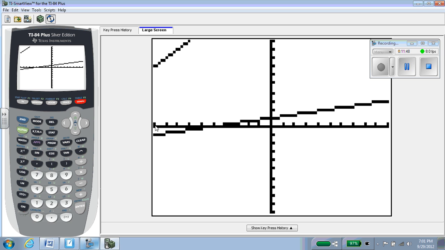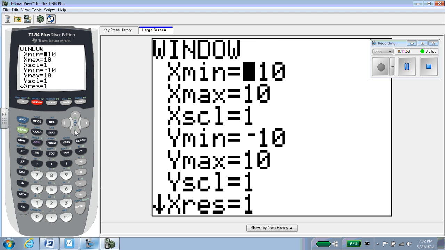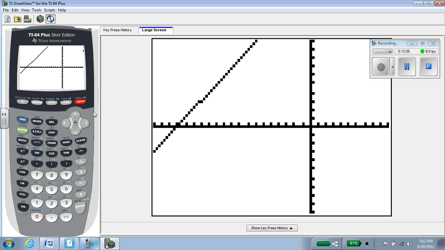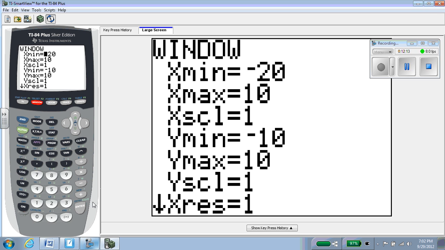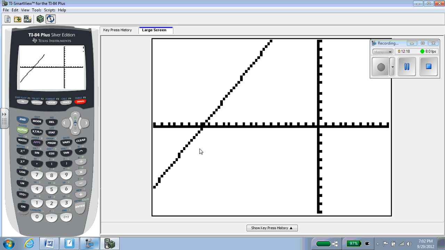So what I'm going to do is I'm going to go into my window, and I'm going to make my low x value, my x minimum, something over here. So little bits of strategy. My x minimum, I'm going to try negative 20. Let's see if that works. Oh, almost. I almost have it. So maybe I'm going to go back and change it to negative 24. I'm just playing around. Feel free to play around. That's great. Now I can see it for sure.